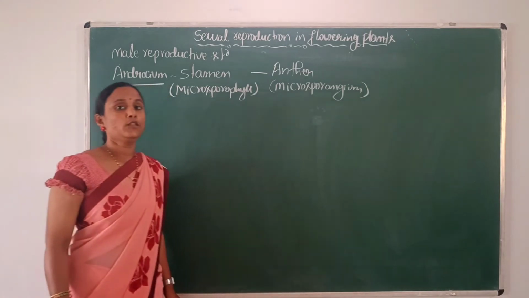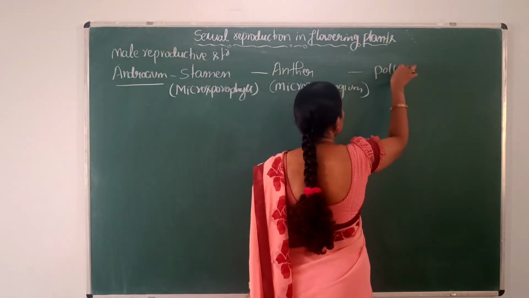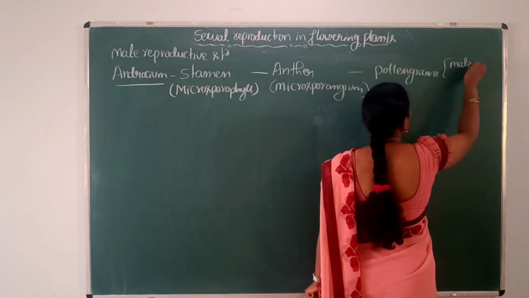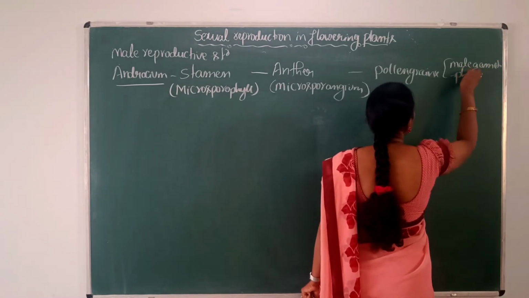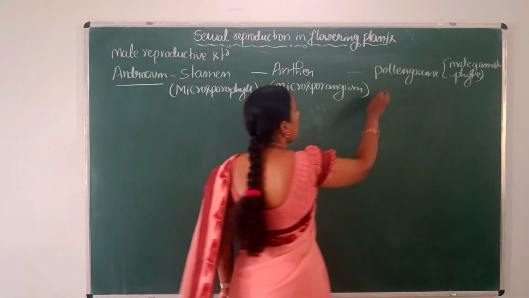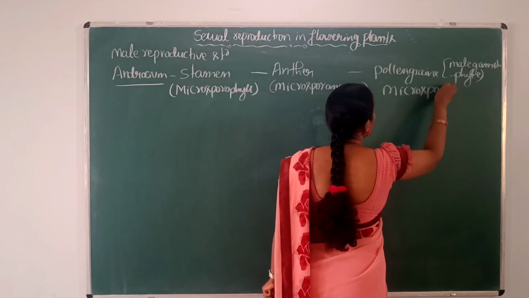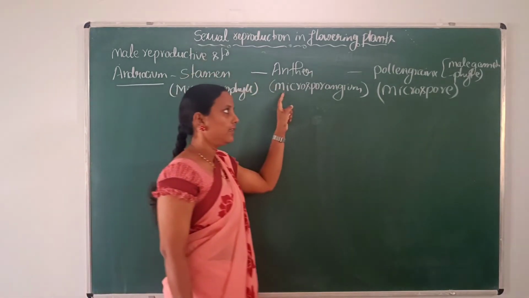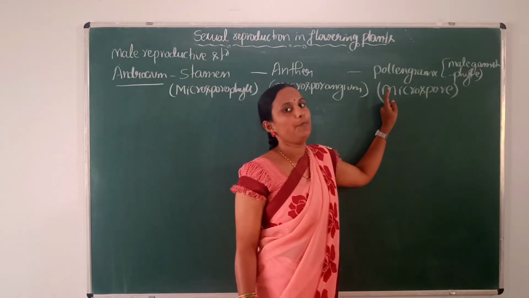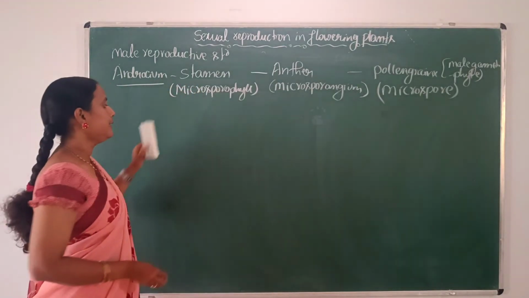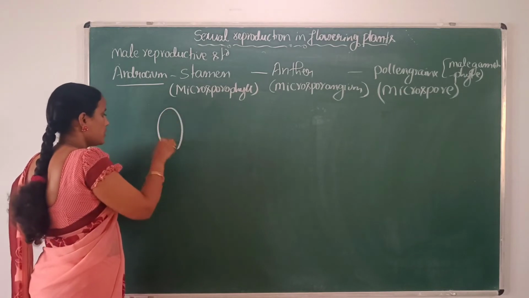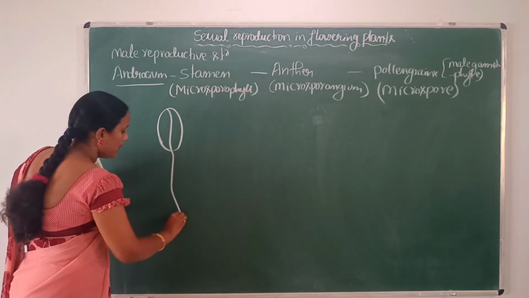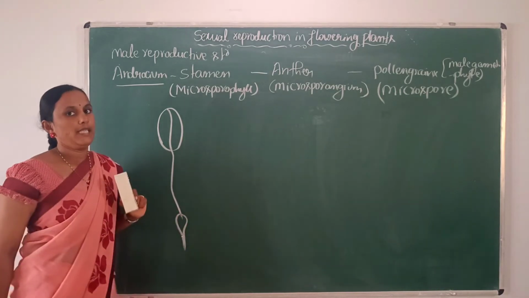Then, in the anther, there is production of pollen grains. Pollen grains carry male gametes, hence it is referred to as male gametophyte, or otherwise it is called microspore. Now let us understand in detail the structure of stamen, structure of anther, and formation and structure of pollen grains. The stamen consists of a lobed structure called the anther, and the anther is attached to the filament, and at the base it is attached to the base of the ovary or to the thalamus.